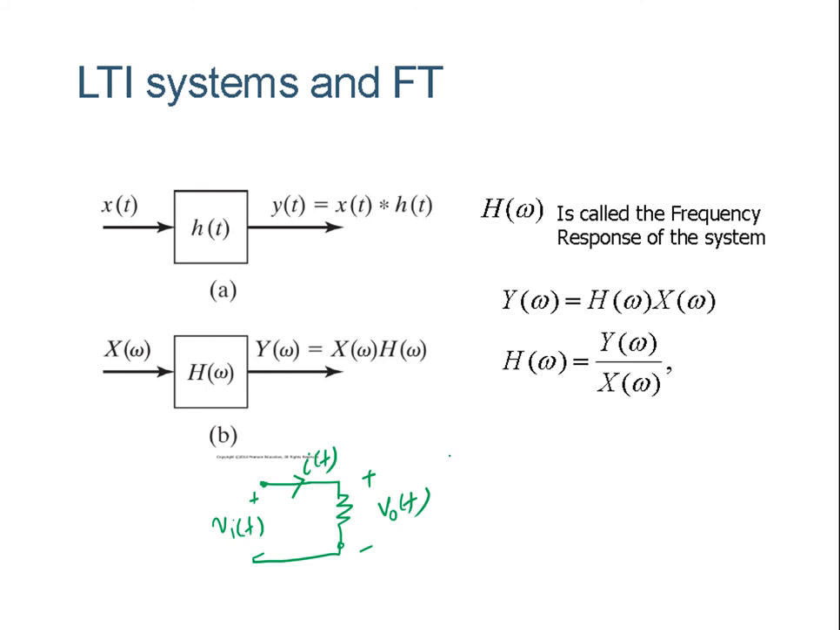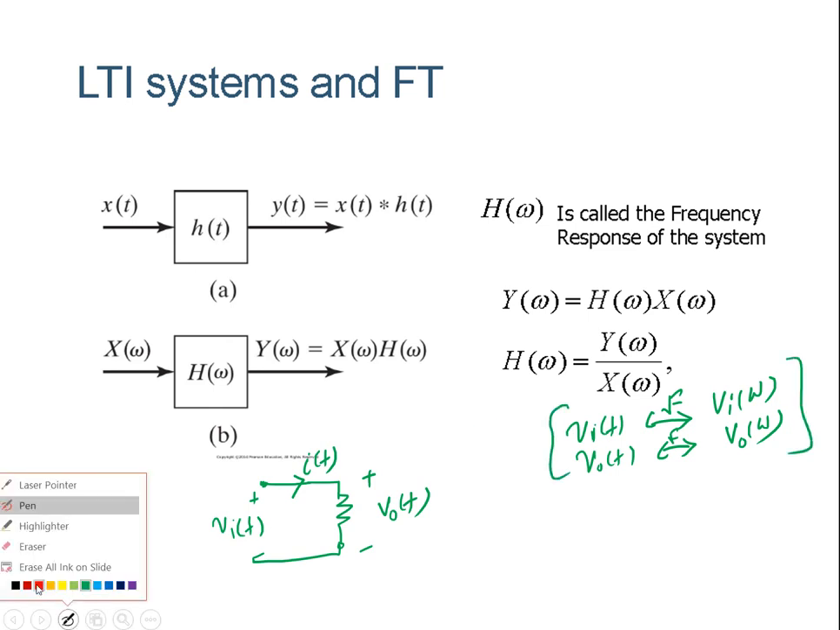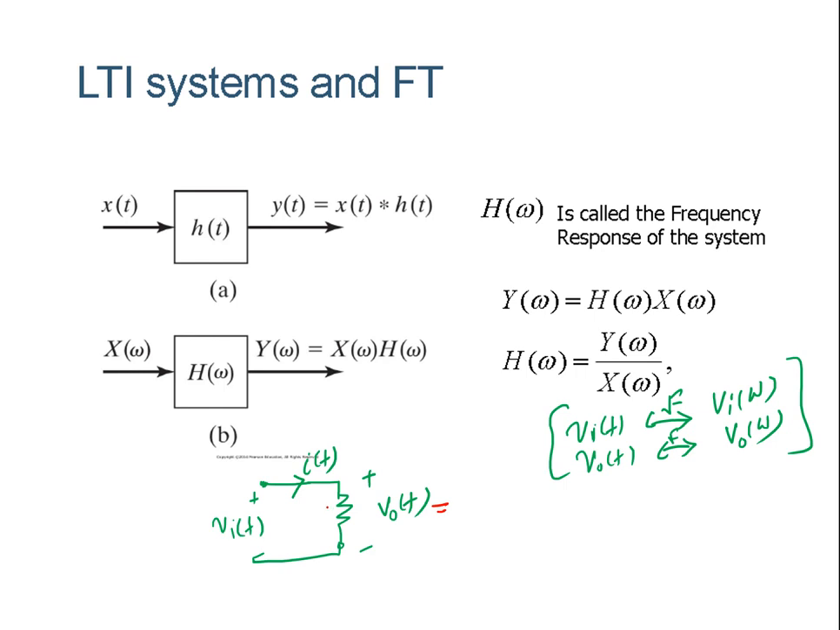We know that if you take the Fourier transform of the input, you get the input in the frequency domain. Similarly, if you take the Fourier transform of the output, you get the output in the frequency domain. Now let's see what the output is here. This is resistor R, so the output is the current times the resistance value, right? V is equal to IR.